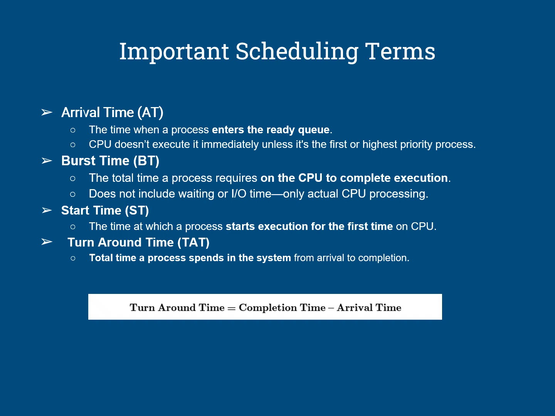Start time is the time at which a process starts execution for the first time on the CPU. Turnaround time is the time a process spends in the system from arrival to completion. Calculate the turnaround time by subtracting the arrival time from the completion time.